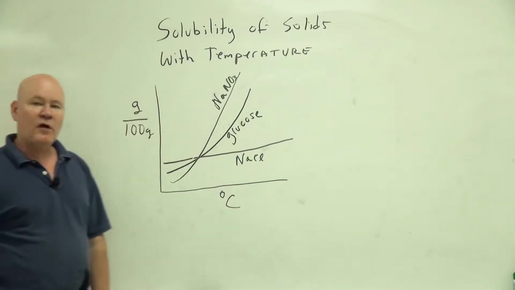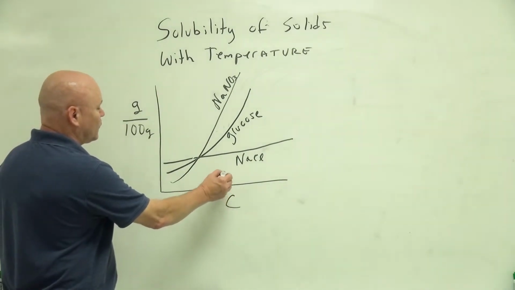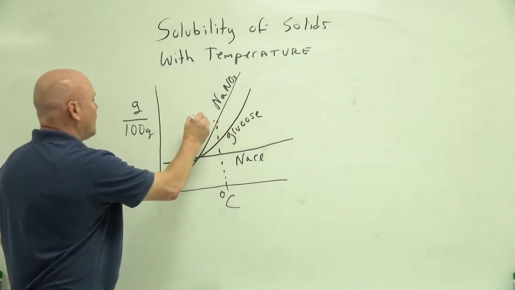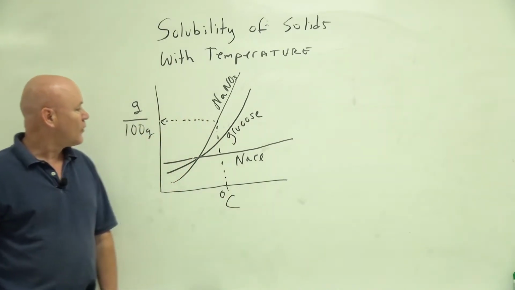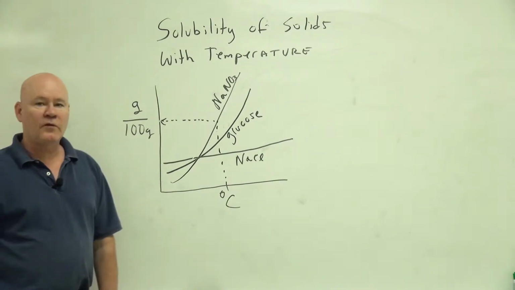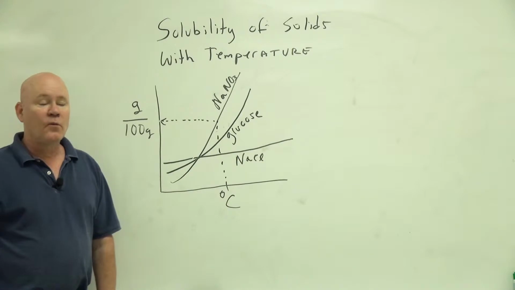So if we want to know what the solubility is at a particular temperature, we would find our temperature, go up, and come across, and read off our solubility off of our graph. So the trend with solids dissolving in water is that the solubility will go up with temperature.